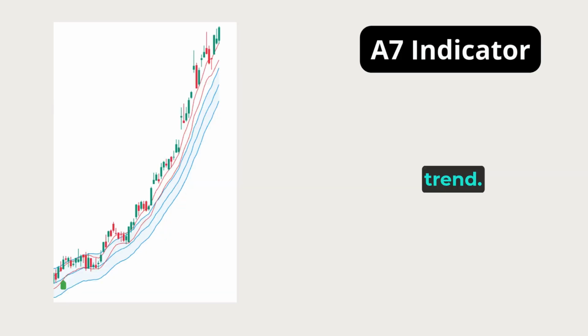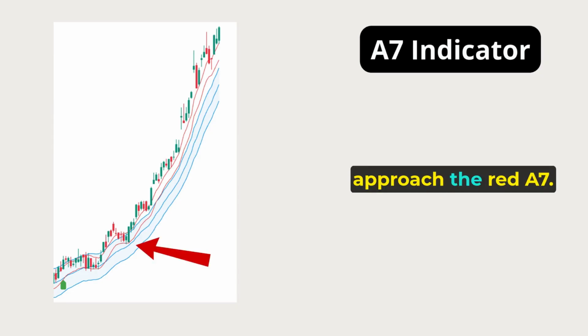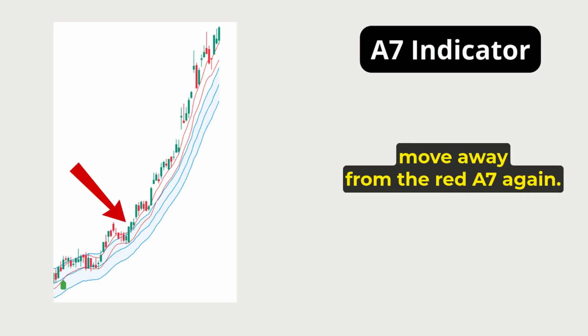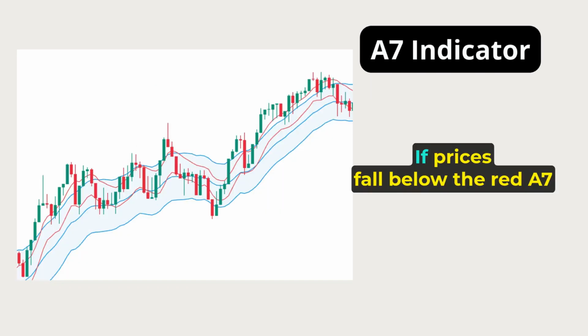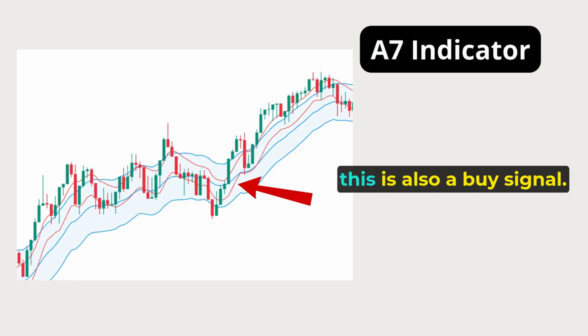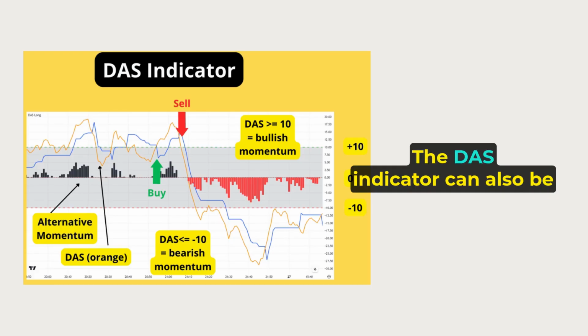In an established trend, a position can be entered when prices correct slightly and approach the red A7. The entry occurs when prices move away from the red A7 again. If prices fall below the red A7 but remain above the blue A7 and then move back above the red A7, this is also a buy signal. The DAS indicator can also be used to confirm the setup.